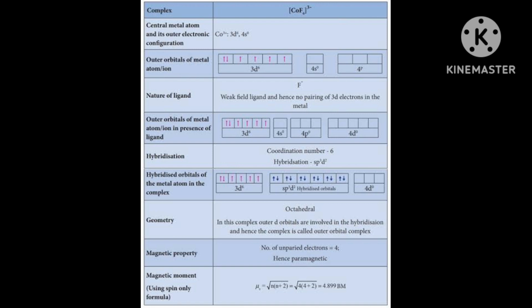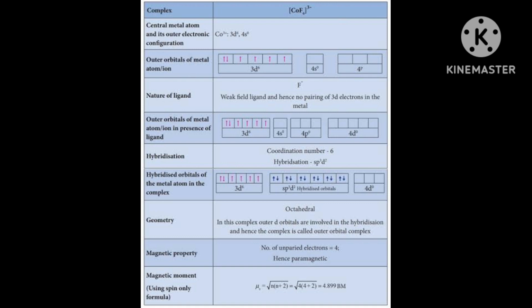Then what will happen in the last step? Ligands will come. 6 ligands will come, because a total of 6 hybrid orbitals are there. Each ligand will donate 1 pair of electrons. Means 2 into 6, 6 pairs, means 12 electrons. Then now it formed the compound; the complex ion is formed.